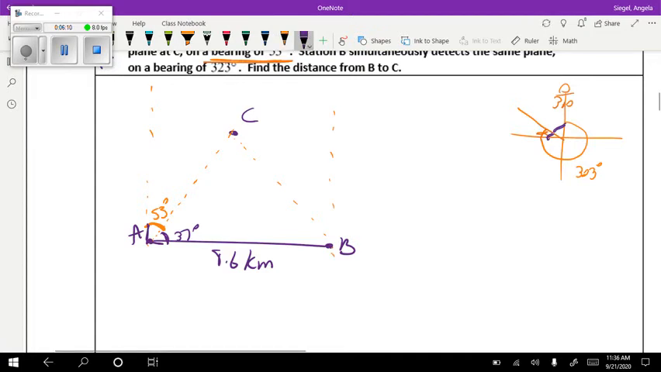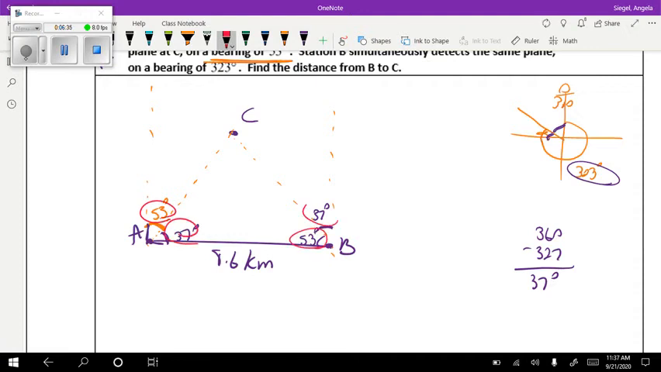So this angle, if this is 323, then 360 minus 323 is 37 degrees. So this angle is 37 degrees, and then subtracting that from 90, this angle is going to be 53 degrees. Notice the similarities between these angles, and a lot of it has to do with these being parallel. That's something nice to know too. Okay, so it says find the distance from B to C. So I'm trying to find x.